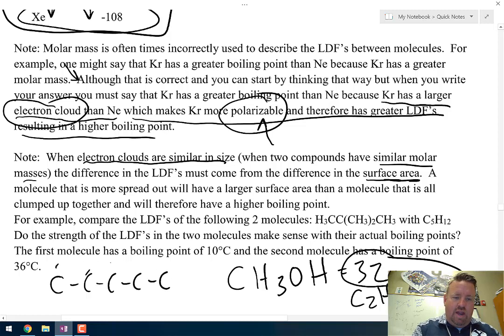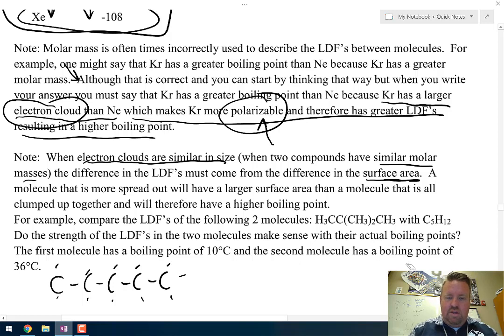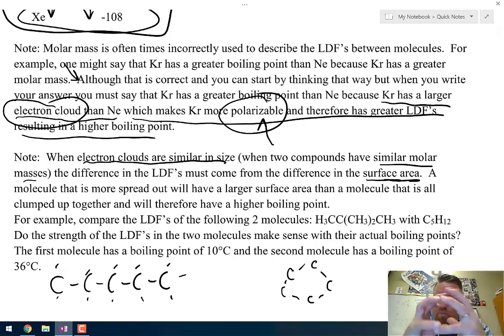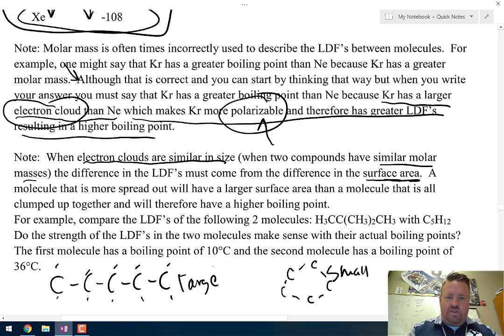with, again, I'm not going to draw them all, a whole bunch of hydrogens on that. That's very symmetrical. That's 5 carbons in a row. That has a very large surface area. Let's say we take that same molecule, though, and we do something like this, where all 5 carbons are kind of in a pentagon type shape or something like that. Well, that's much more put together. This has a very small surface area. This has a very large surface area.